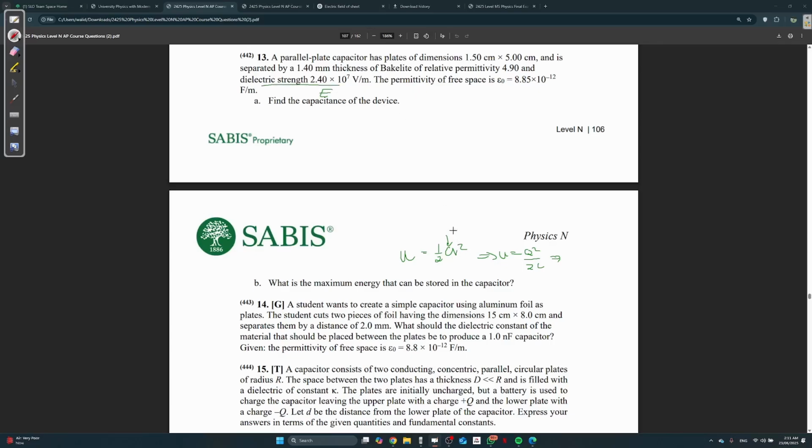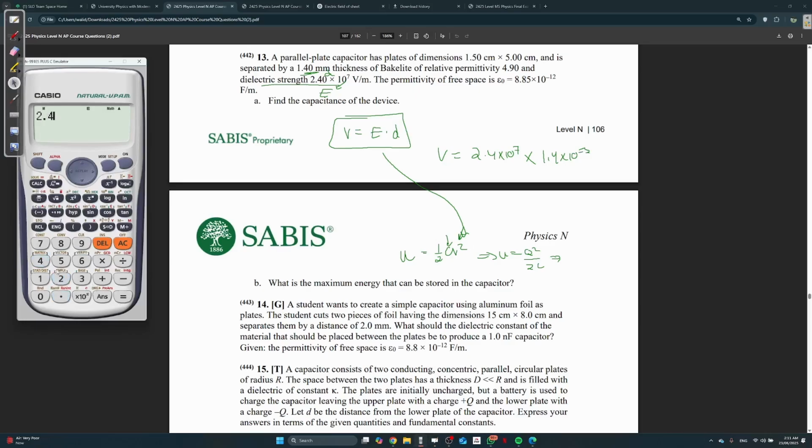Now, with electric field and the distance, what can we find? We know V is equal to electric field times distance, right? So we can use that here to find the voltage, and plug it in over here. So V is equal to electric field 2.4 times 10 to the 7 times the distance 1.4 times 10 to the minus 3. Very easy. So you can just use a calculator, you get 33600.